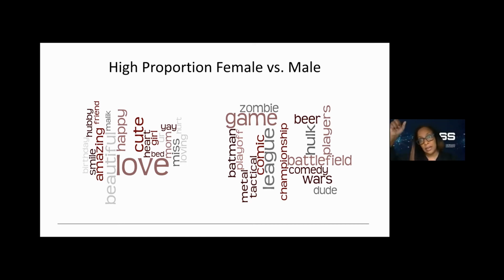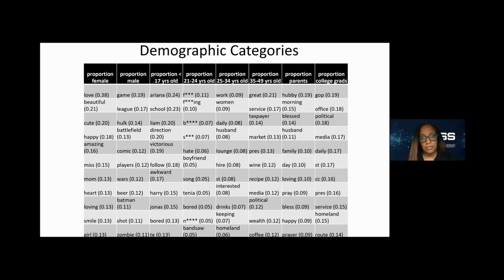And so we use these proportions as, let's call it like a dependent variable, but we use them to correlate the attributes of the text. And so what we were able to see is that there were words that were correlated with different demographic categories. For instance, audiences that skewed female or male or young or old. And so we got things like audiences that skewed female were very correlated with words like love and beautiful and cute at the time. And products that skewed male were seeing words that popped up like game and league and Hulk and battlefield. So these gave us insights about the types of things that people say in certain groups.